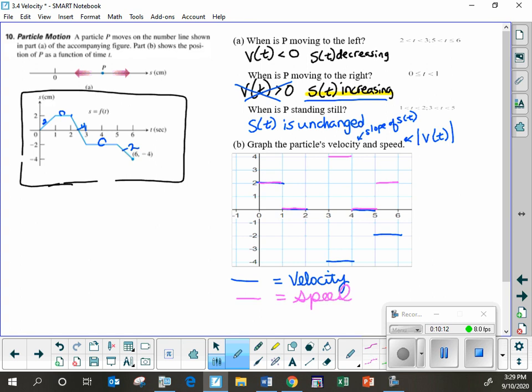So if the question asks when is it moving the fastest, I would have to answer that it is moving the fastest on time frame 3 to 4. Even though it's a negative, that just means it's moving to the left, but its speed is at its highest point on that time frame 3 to 4.